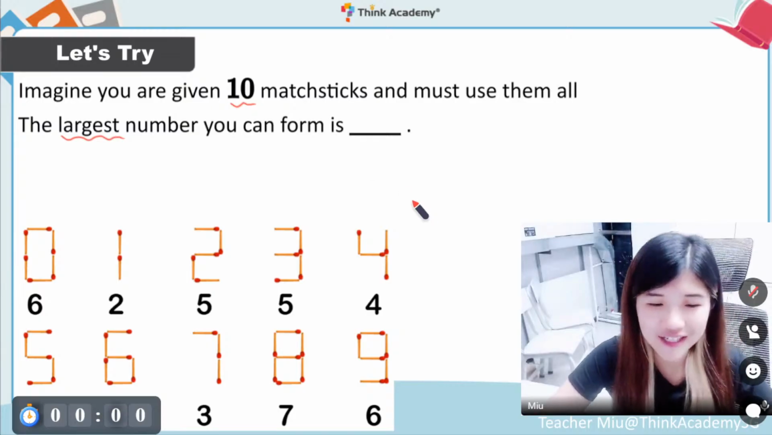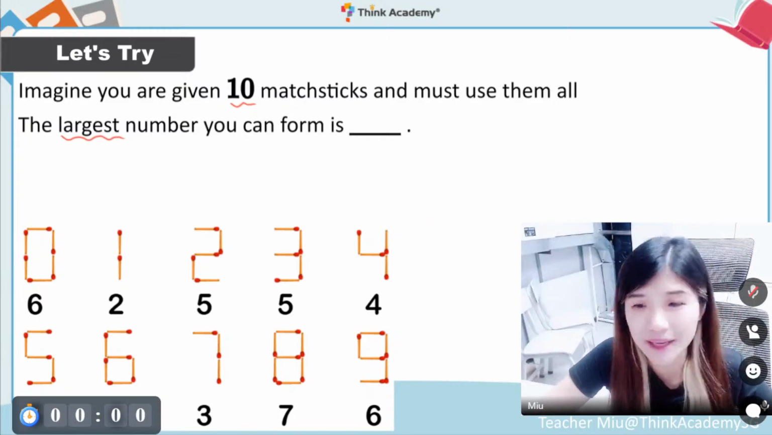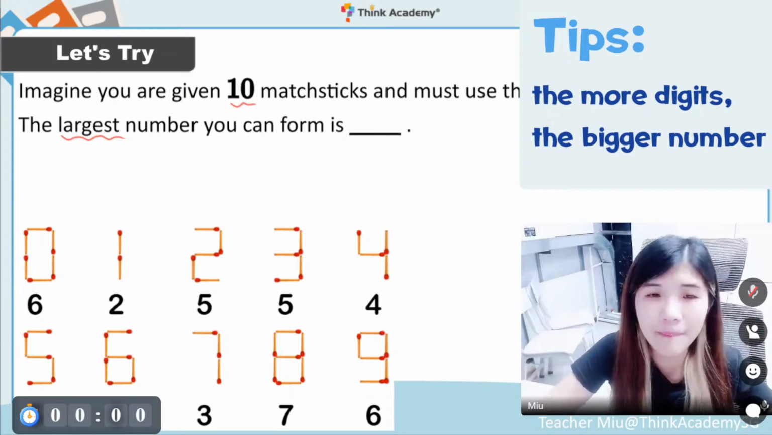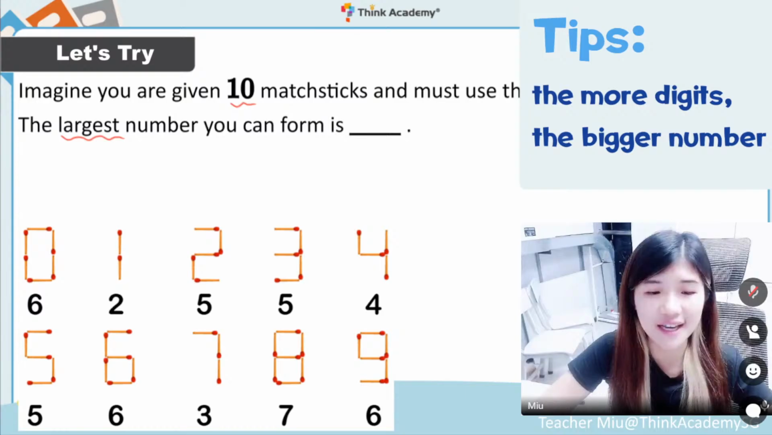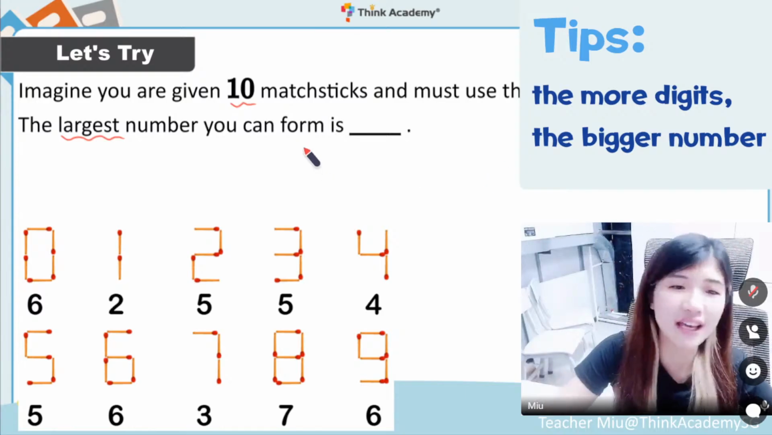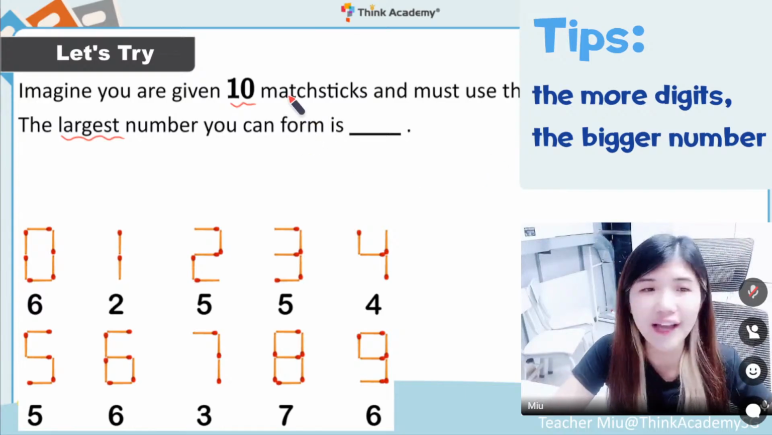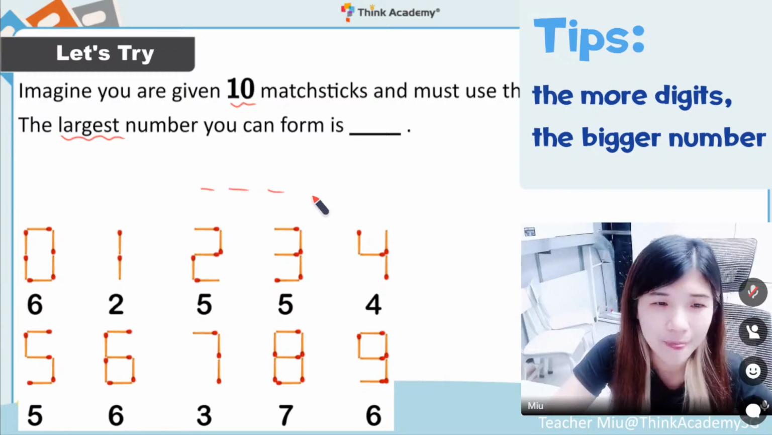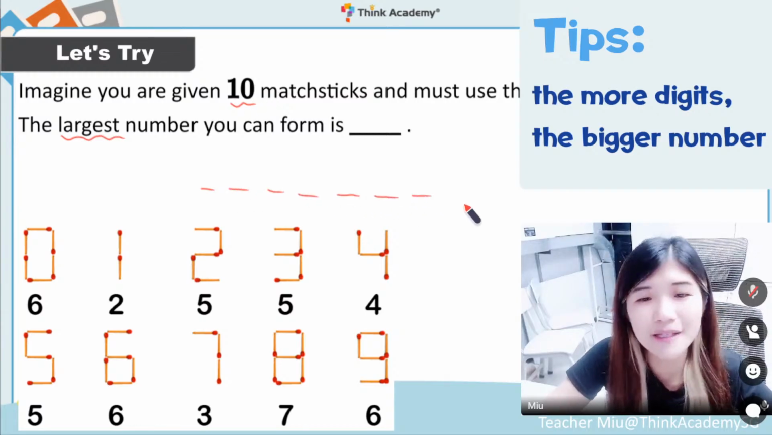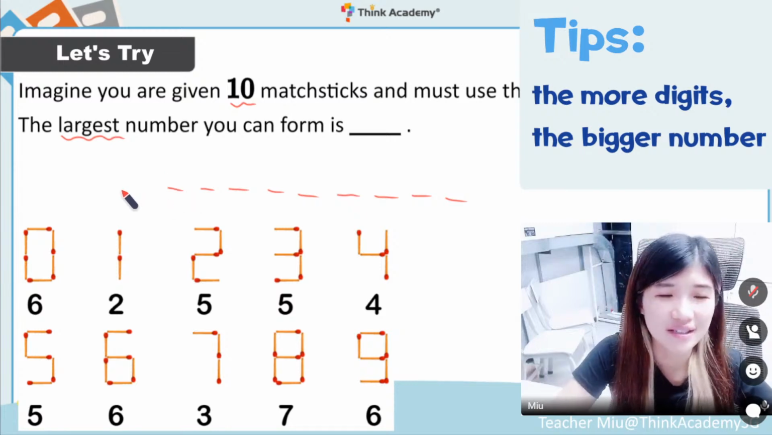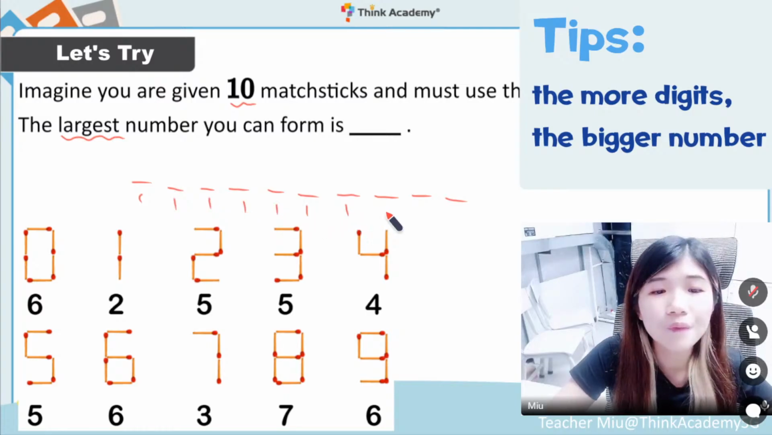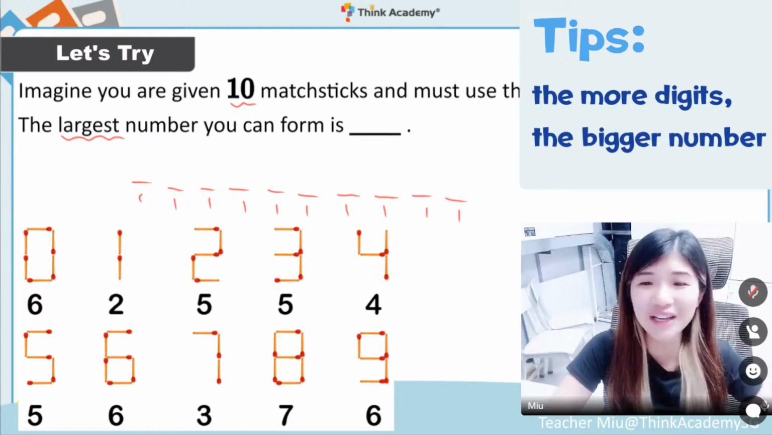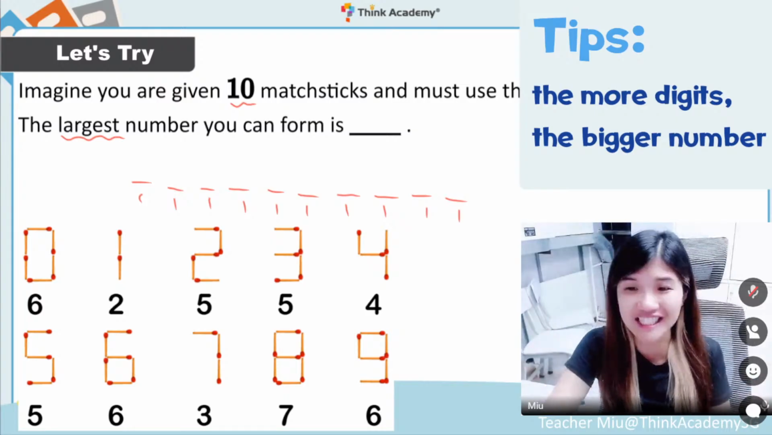Don't forget, just now I mentioned, if you want to make a bigger number, you should have more digits, right? The more digits you have, the bigger number you can make. So for 10 matchsticks, can you try to make it into a 10-digit number? Since you got 10 matchsticks, each digit you give only one matchstick to make a 10-digit number. Is it possible? No, cannot, right? With one matchstick, you cannot make one digit, right?